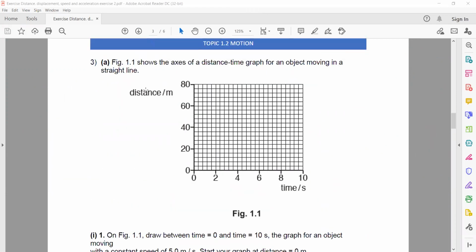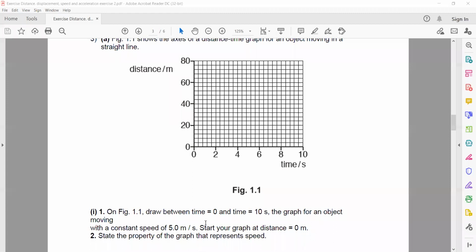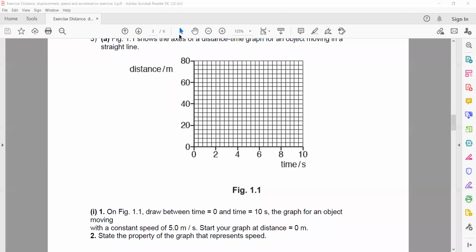Then in question 3, figure 1.1 shows axes of distance and time for an object moving in a straight line. On the figure, draw between time t equals 0 and 10 seconds the graph of an object which is moving at a constant speed of 5 meter per second, and start your graph with a distance of 0 meter. So how can we complete this graph?